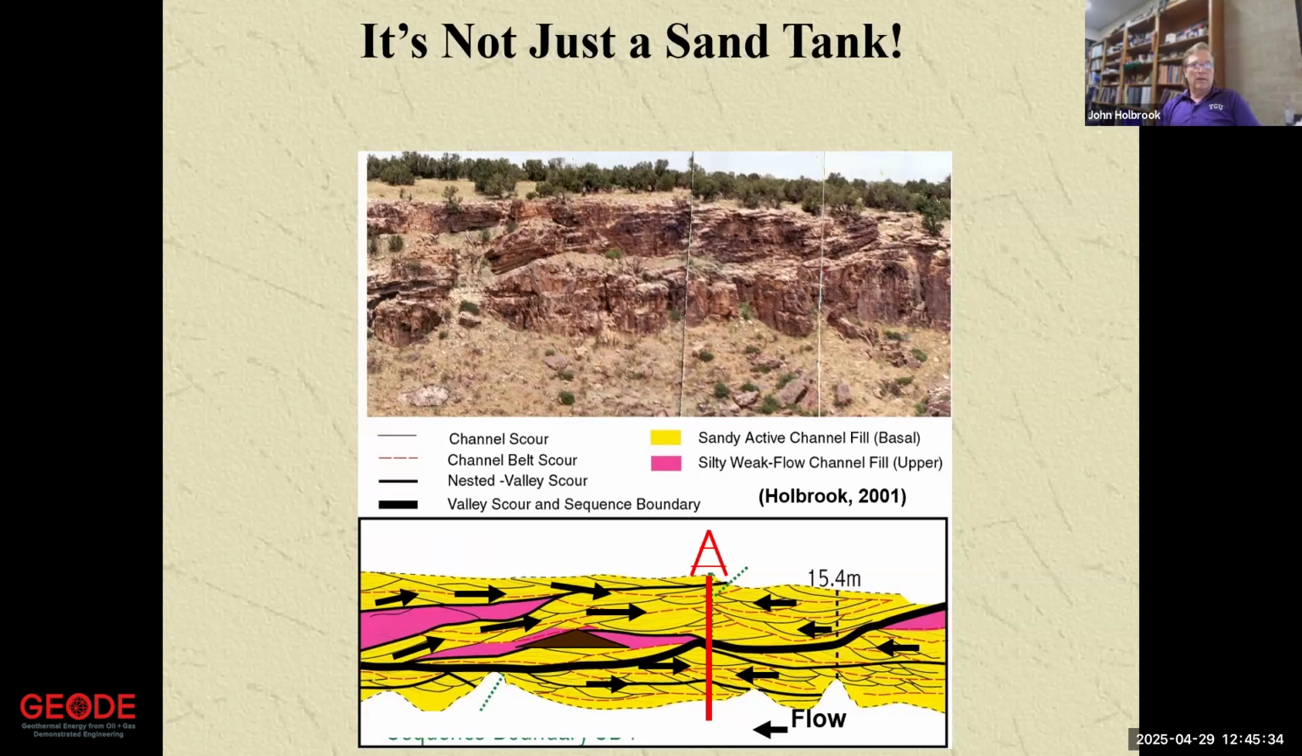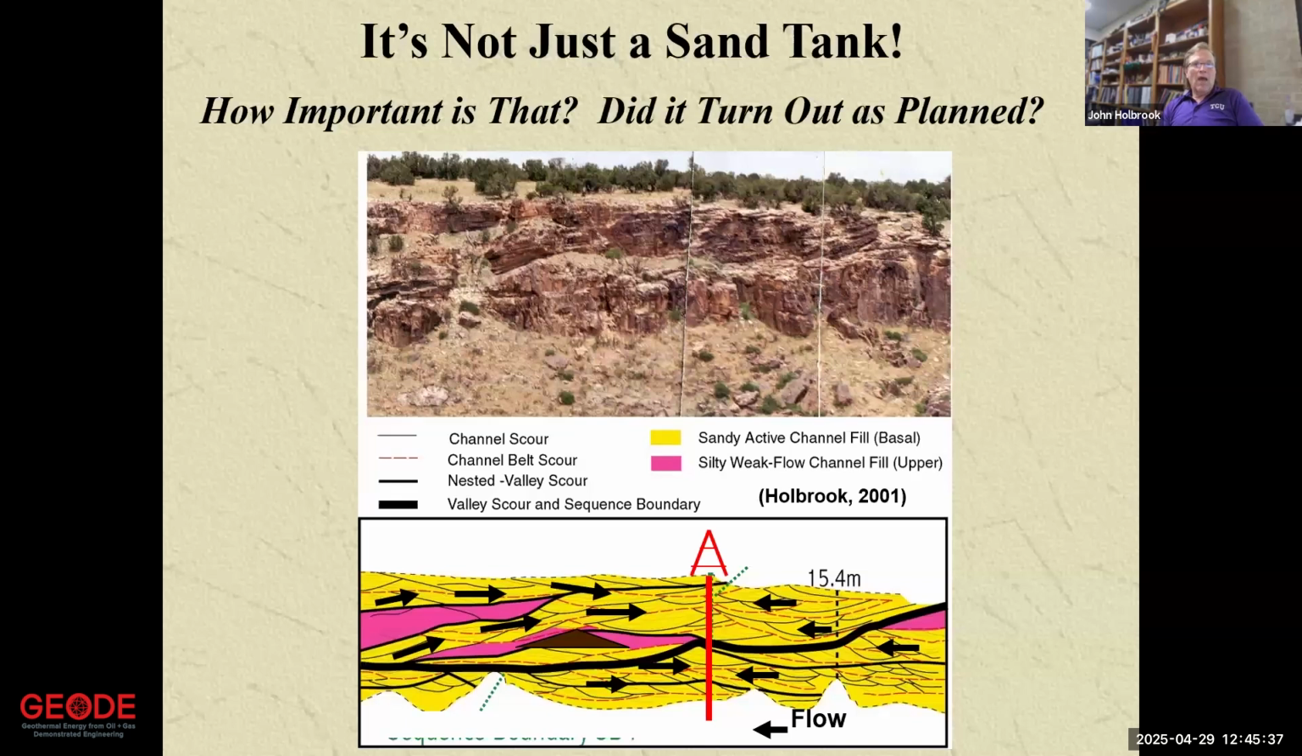Okay. So how important is that? Did your drill and your model turn out as planned? Well, the reality is a lot of this stuff won't be that important to you. If it's working, it's working. Usually where you're really trying to worry about this is when something goes wrong and you go, what gives? It should have worked. It should have been simple. Well, rocks are pretty complicated.